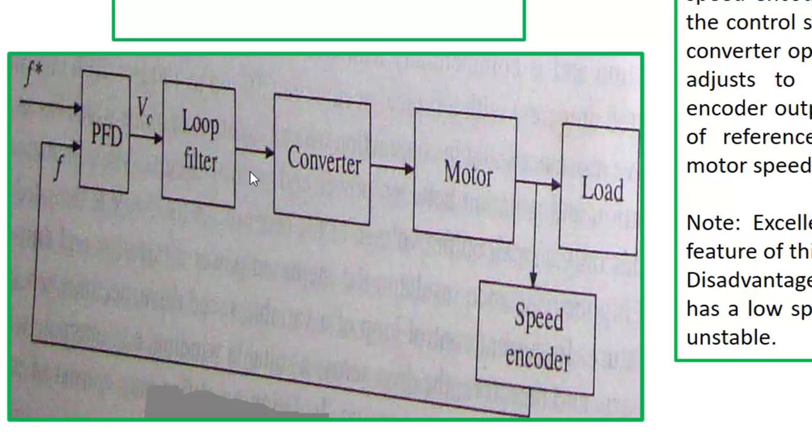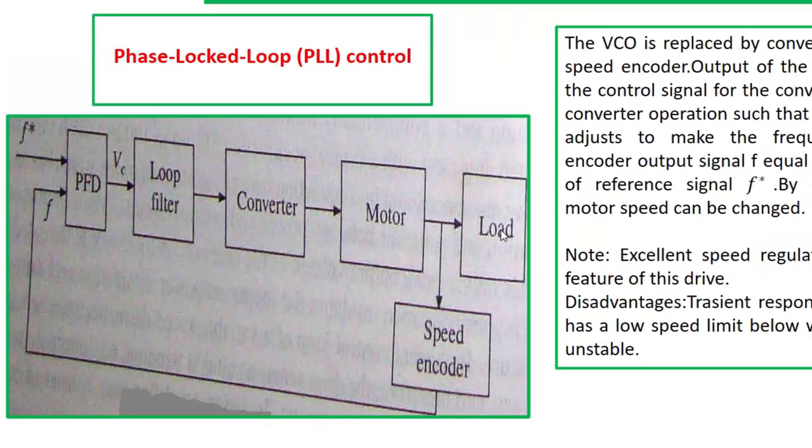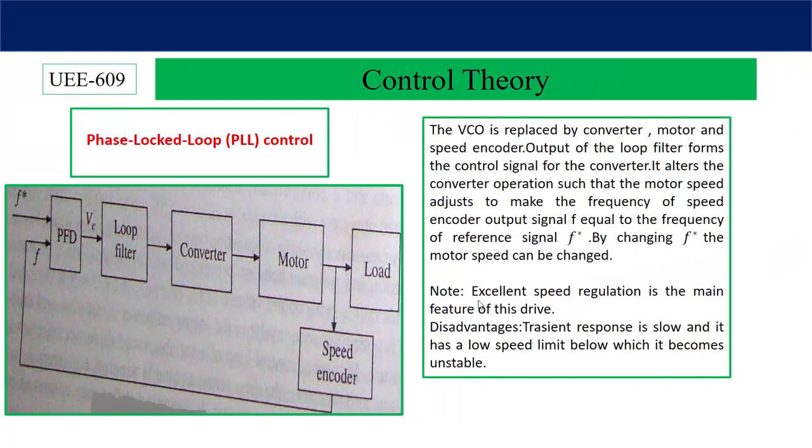From this closed loop it is clear that if we are able to control f star, then we can control the speed of the motor as well as the speed of the load. The advantage of this is excellent speed regulation, as already discussed, approximately 0.002%. The disadvantage of this system is that the transient response is slow and it has a low speed limit below which it becomes unstable. So the range of operation is very small. Accordingly we have to select the application of this phase lock loop control system.